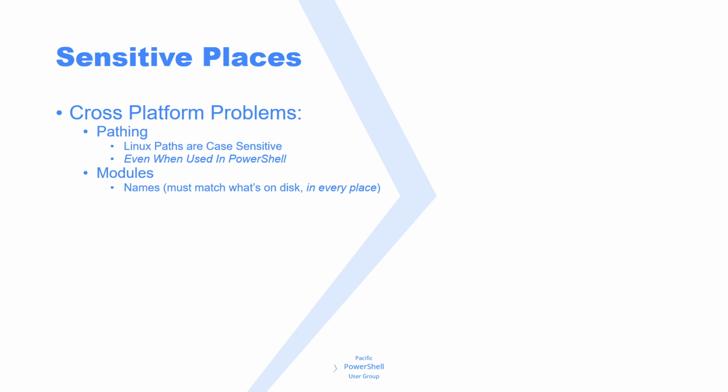But the other thing that I found out much more painfully while developing modules and trying to test them on Linux is that names have to match what's on disk in every place. Every single place. If you have a PSM1 file that is $PSScriptRoot/file name, that file name has to be the perfect case. If you have a PSM1 file that has a different case than the PSD1 file in your manifest, that won't work.